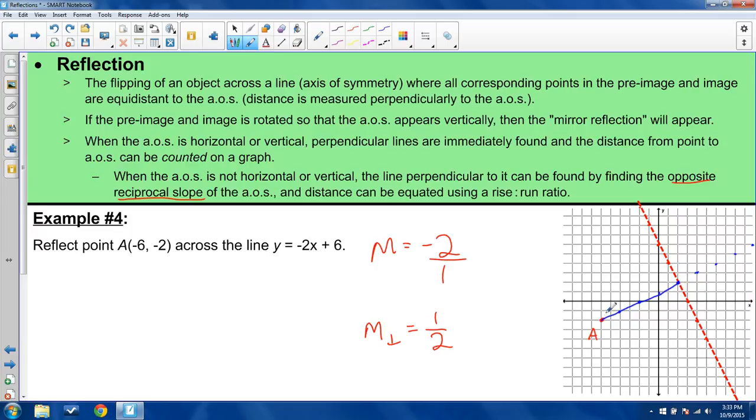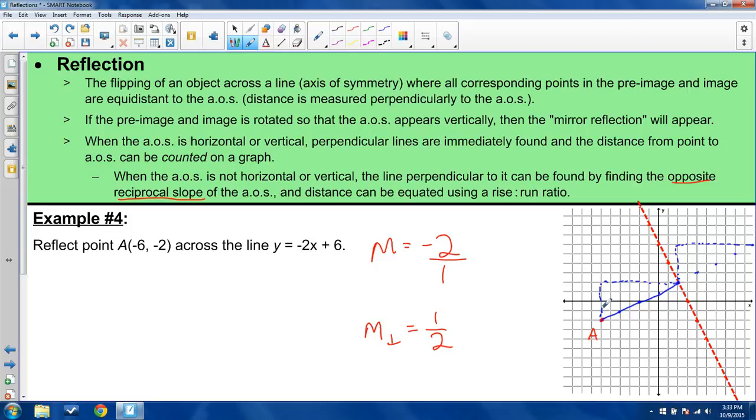But what I can do is say, how far did I rise? How far did I run? However much I did, I have to repeat that again. This is just like finding the midpoint, or being given a point and you find that midpoint, and then you have to find that other point. You just have to double the length that you went.